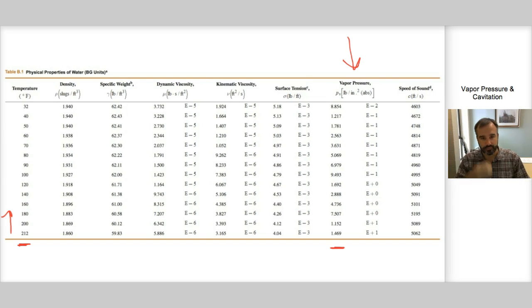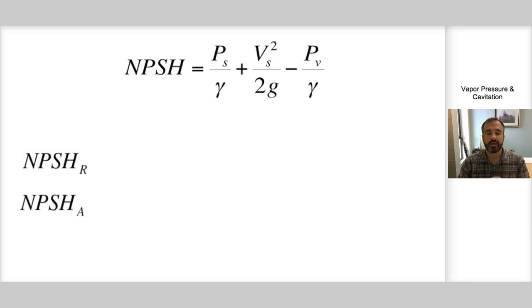What you'll often see for pumping systems is that we define something called the net positive suction head, which is equal to the pressure at the suction over gamma, plus V suction, the velocity at the inlet, squared over 2g, minus the vapor pressure. PV is the vapor pressure, the property we just talked about. It is a property of the fluid, so you just plug in the value for whatever fluid you're working with. That's what we call the net positive suction head.